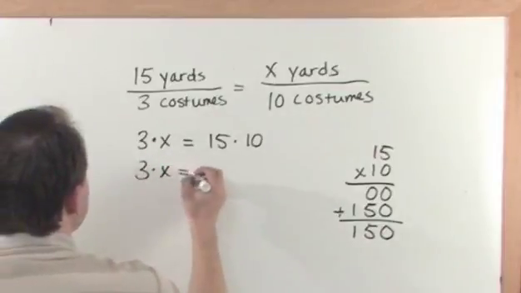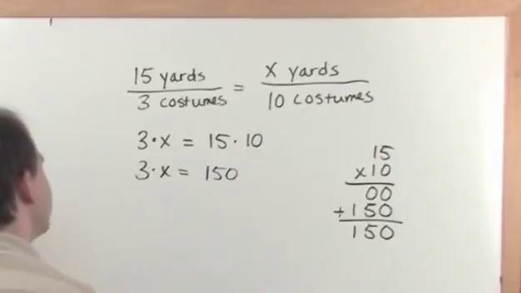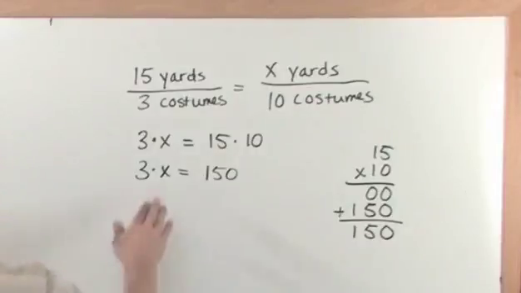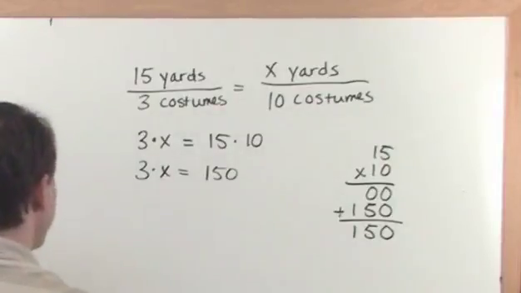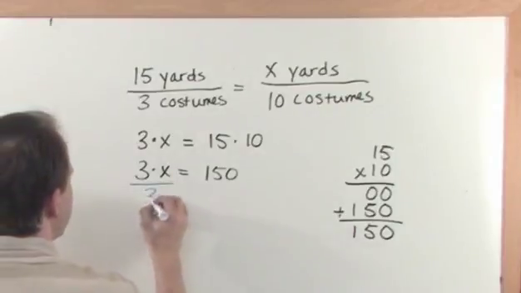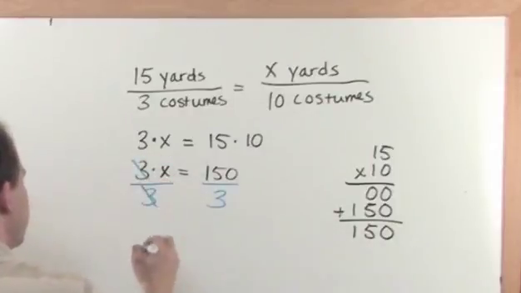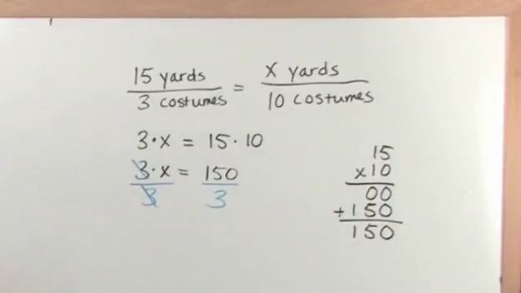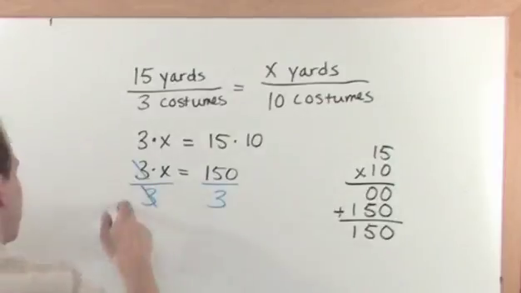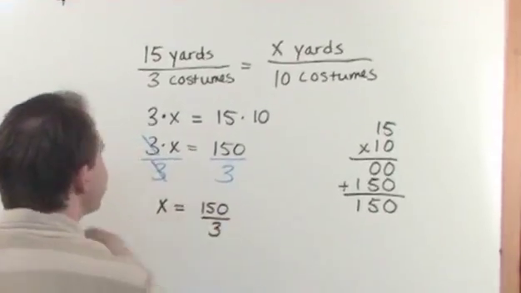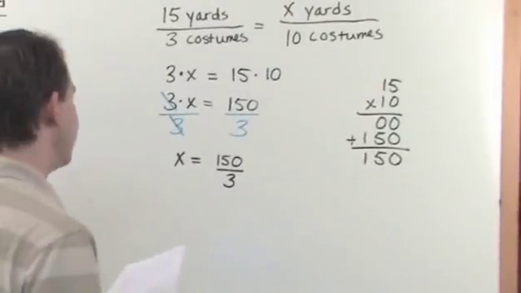3 times x is equal to 150. Okay, that's all we've done there. Now we must get x by itself, and that will tell us how many yards it will take for 10 costumes. But we don't have x by itself, we have 3 times x. So in order to get it by itself, we divide by 3 on both sides. And what this does is it lets 3 divided by 3 cancel out, because that's just equal to 1. So in every case, we just divide by whatever's in front of x here. Okay, so that means on the left we'll have x is equal to 150 divided by 3. And then we just do this, and then we'll find out our answer.